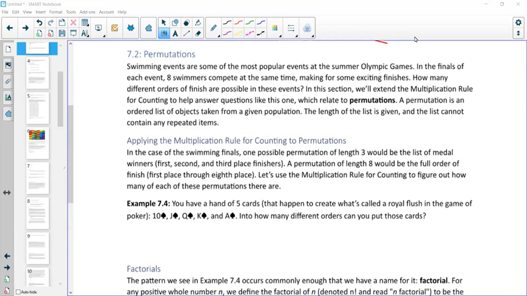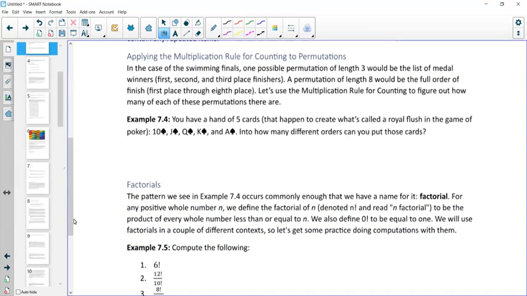In this section, we'll extend the multiplication rule for counting to help answer questions like this one, which relate to permutations. A permutation is an ordered list of objects taken from a given population. The length of the list is given, and the list cannot contain any repeated items. So unlike the ID example we had before, we cannot have repeats.